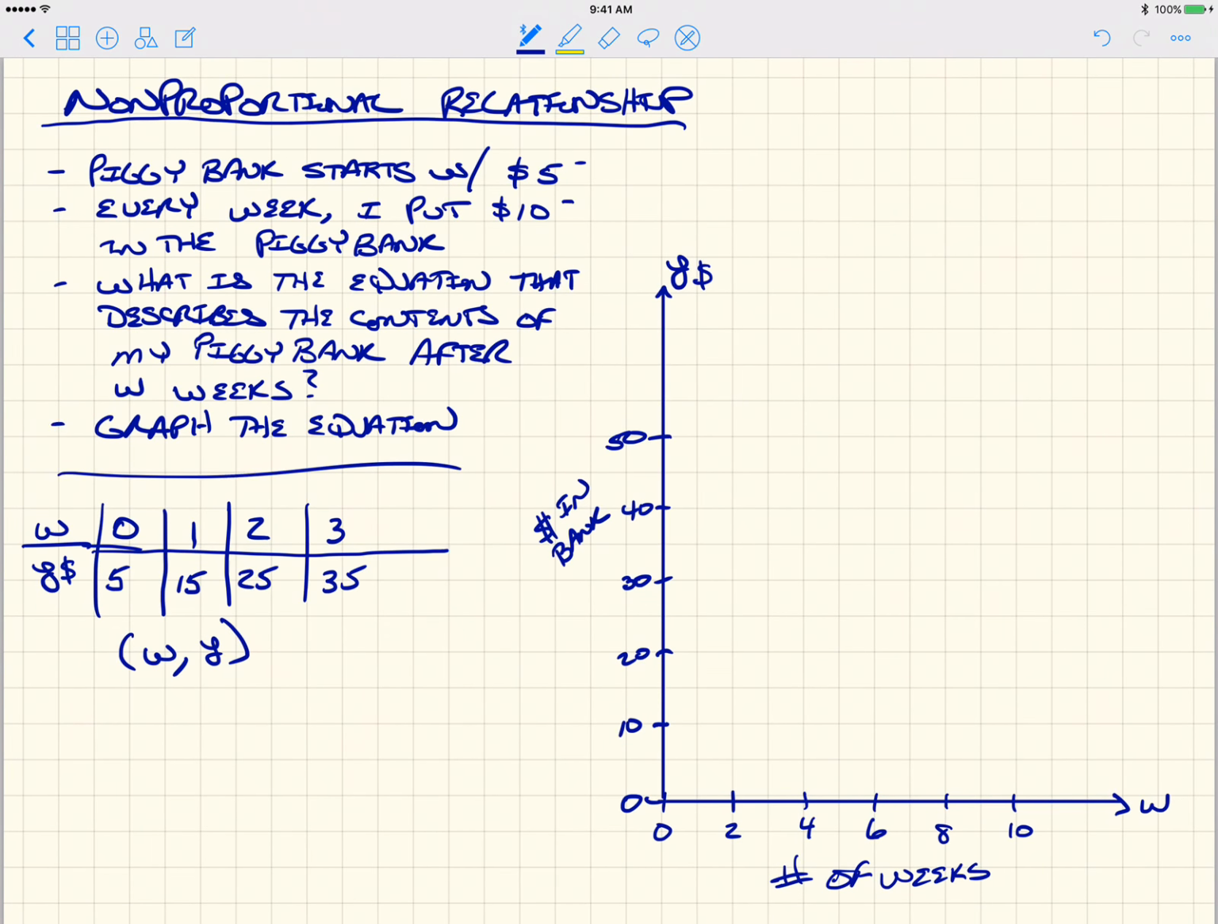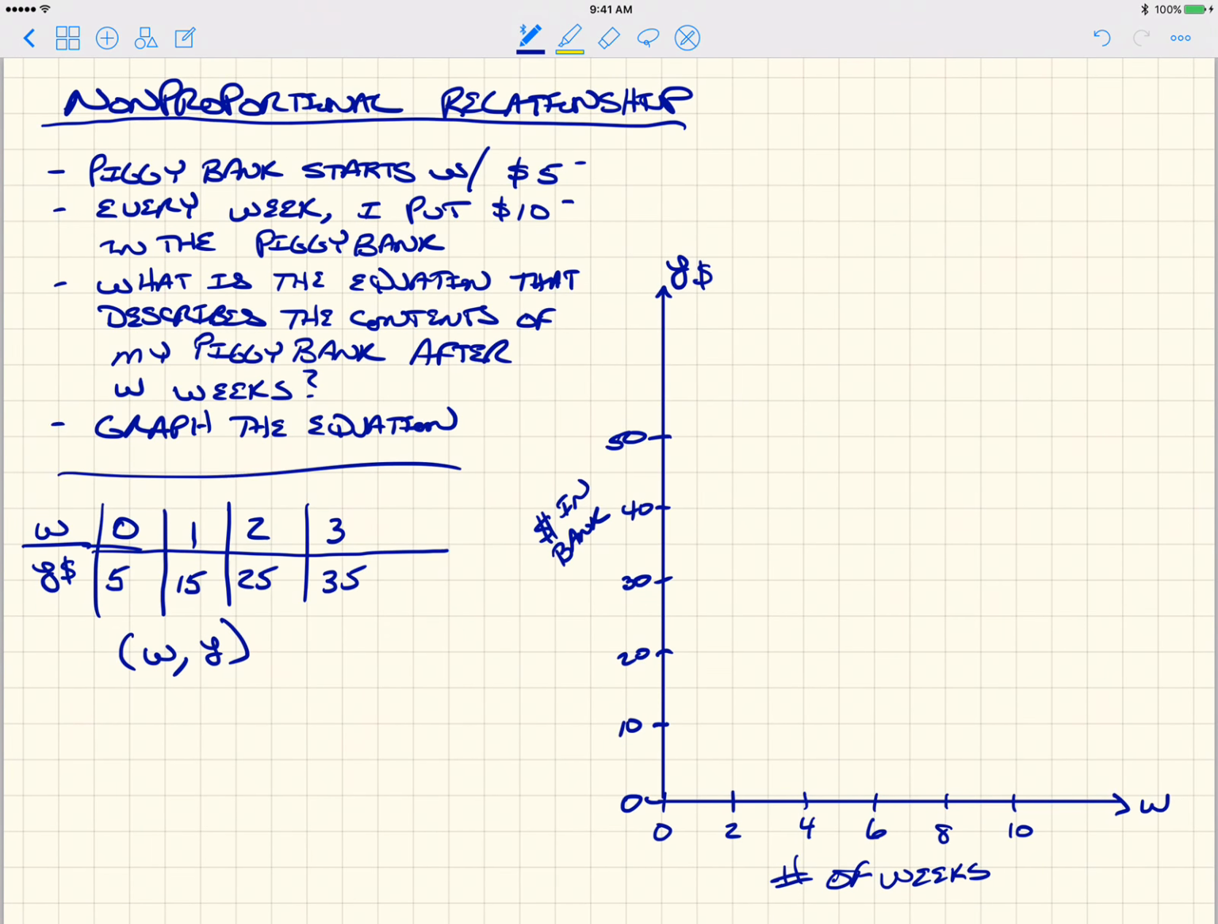Okay, so our first point is going to be at (0, 5), which is going to be here. Our next point is after 1 week, it's going to be (1, 15). So after 1 week, I have $15. So I'm going to have a point there.